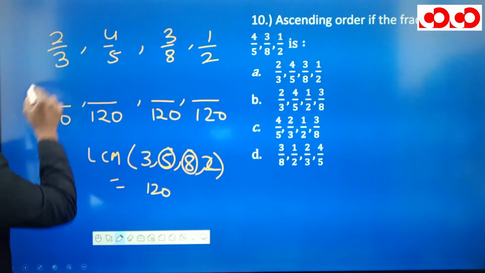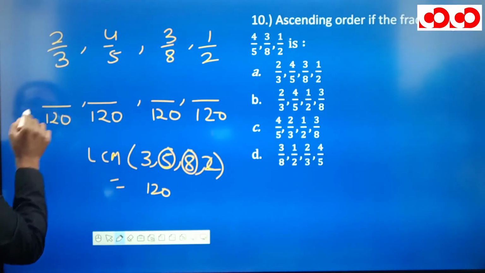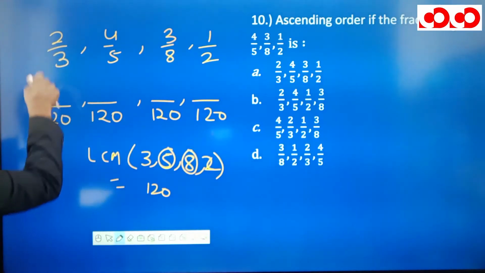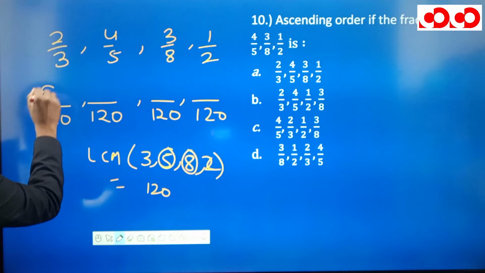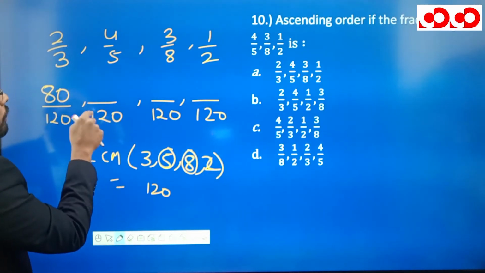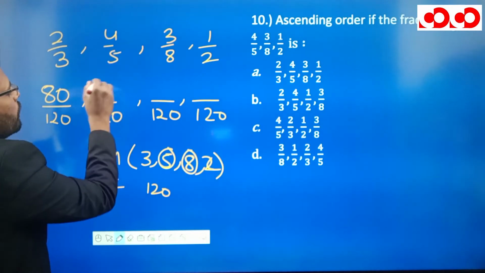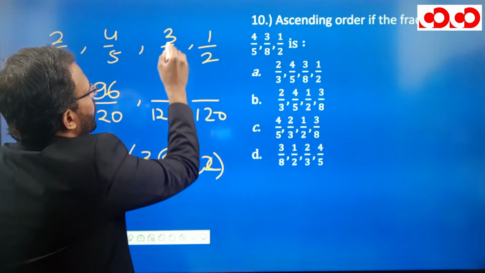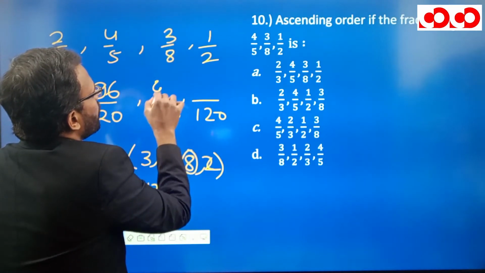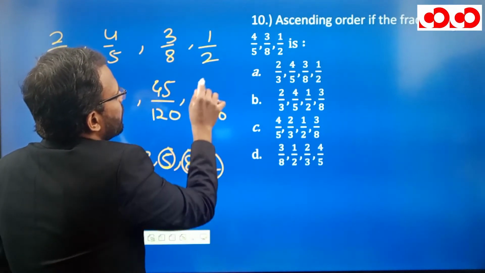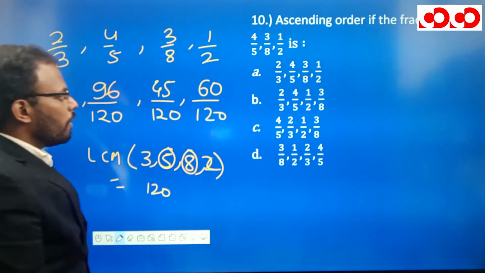Now see, to make 120, we need to multiply 40. So if I am multiplying 40 in 3, I should multiply 40 in 2. So this is 80. 5 multiplied by 24 is 120. So 4 multiplied by 24 will be 96. Next, 8 multiplied by 15 is 120. So 3 multiplied by 15 will be 45. And 2 multiplied by 60 is 120. So 1 multiplied by 60 is going to be the numerator over here.